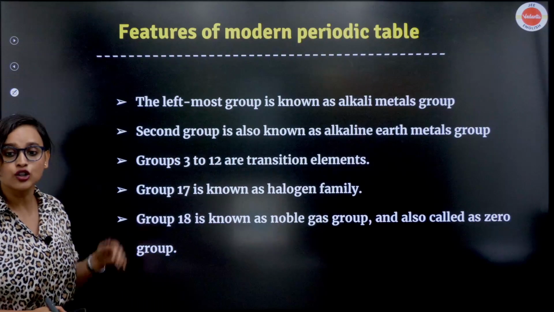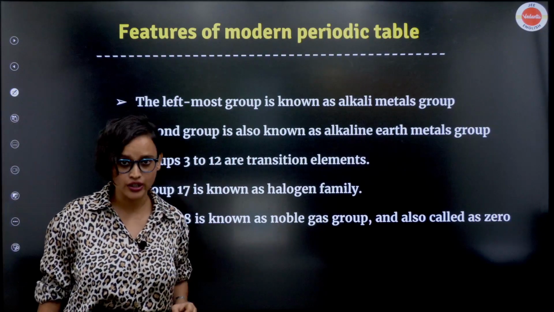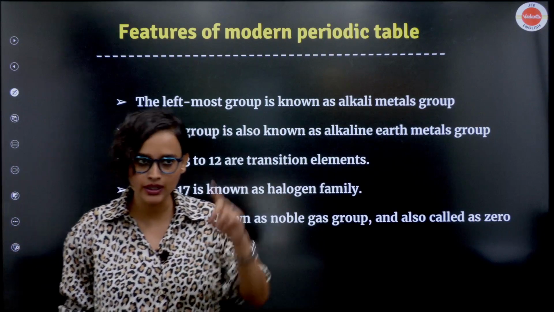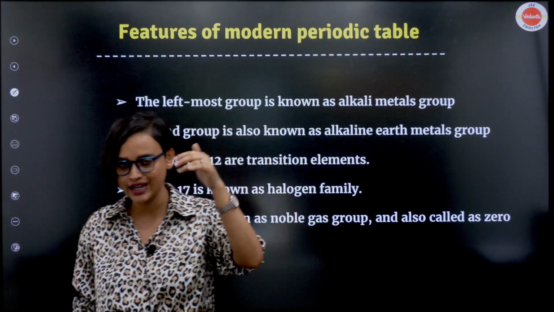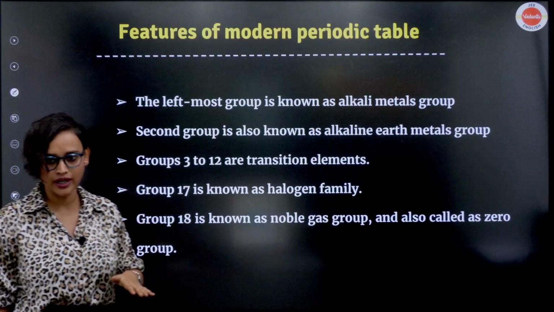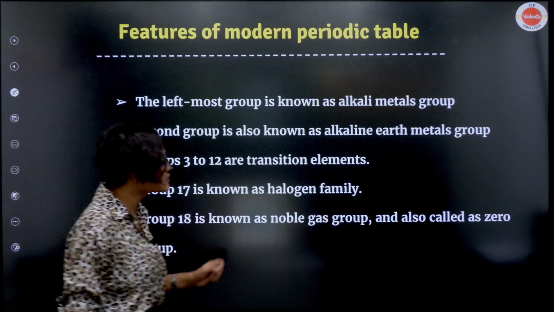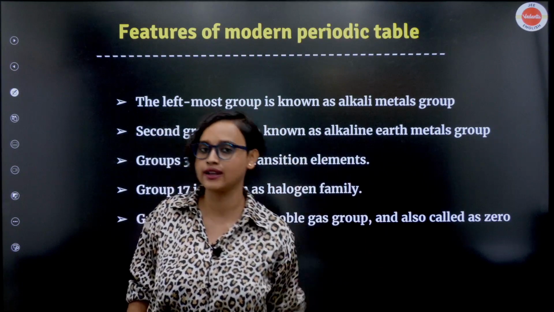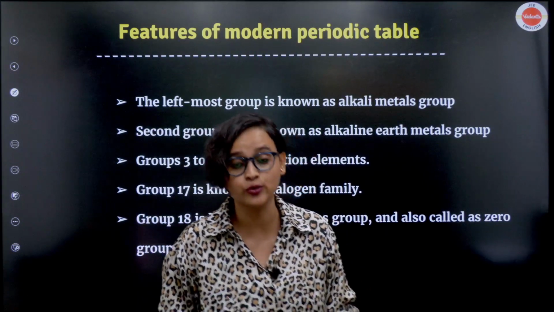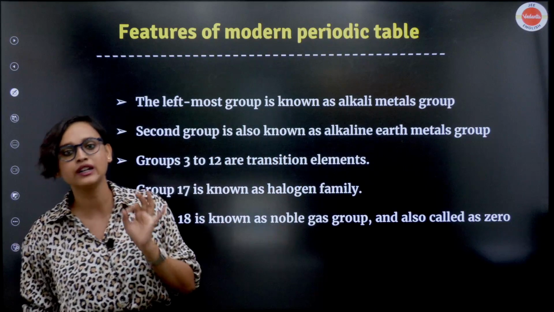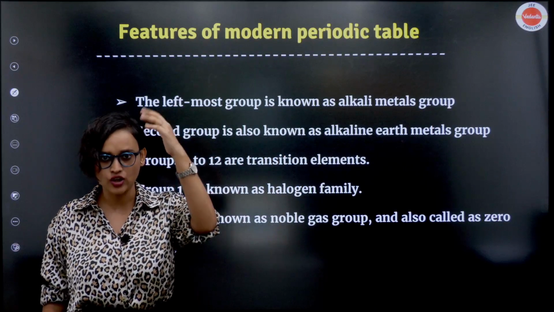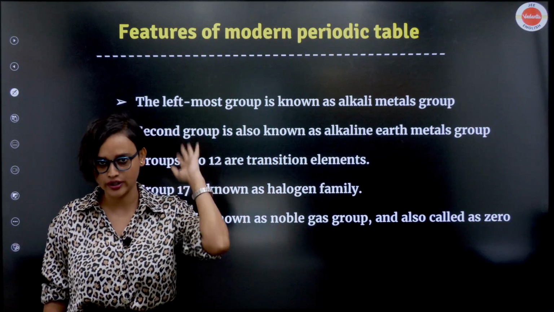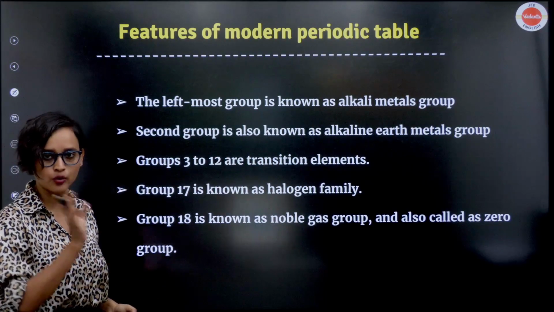Yes, okay. Then group 17 is known as the halogen family. What is it? Halogen family, that is fluorine, chlorine, bromine, iodine, astatine. Those are all halogen family, right? And then group 18 is the noble gas group, and it was called the zero group. However, we don't call it zero group anymore. Nowadays we call it group 18. Group 18 is your noble gases: helium, neon, argon, krypton, xenon, radon, right? These are all your group 18 elements.